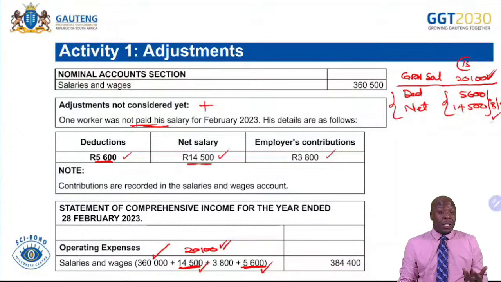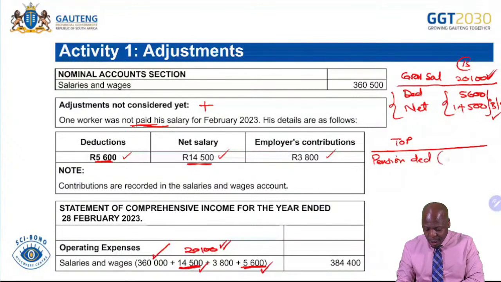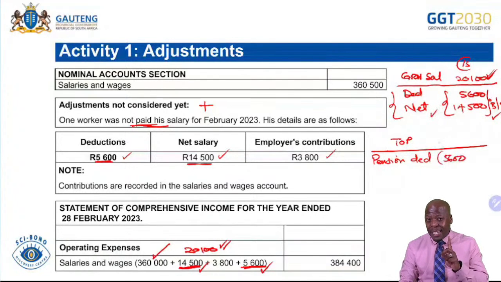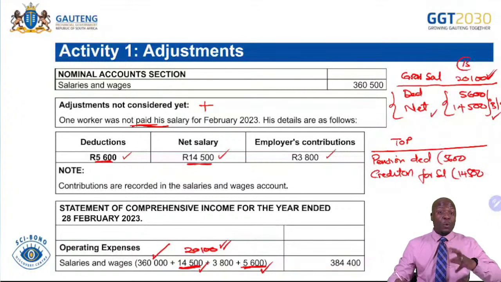Let's suppose the deduction was pension. I'm just making an example. You would find that you would come under your trade and other payables, and you would then be recording your, let's say, your pension deduction, and then you would be having your 5.6. And then this net salary, remember that is what we call what? Creditors for salaries. And you'd be having your 14.5. I just wanted to expand it for you so that you can understand it.